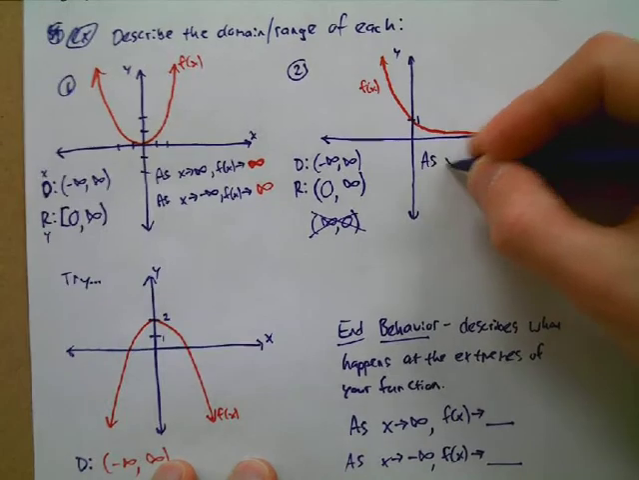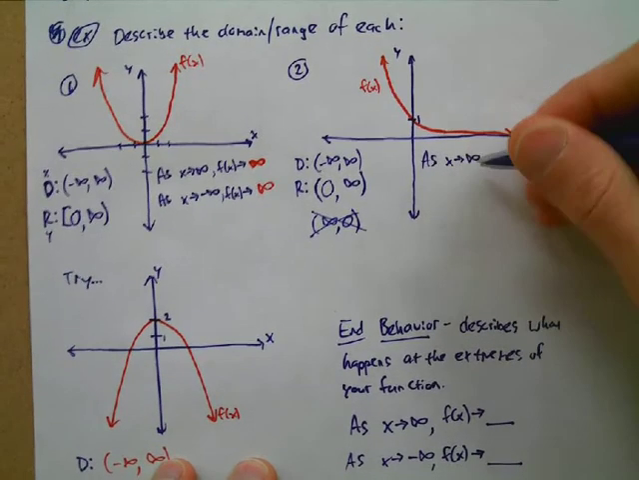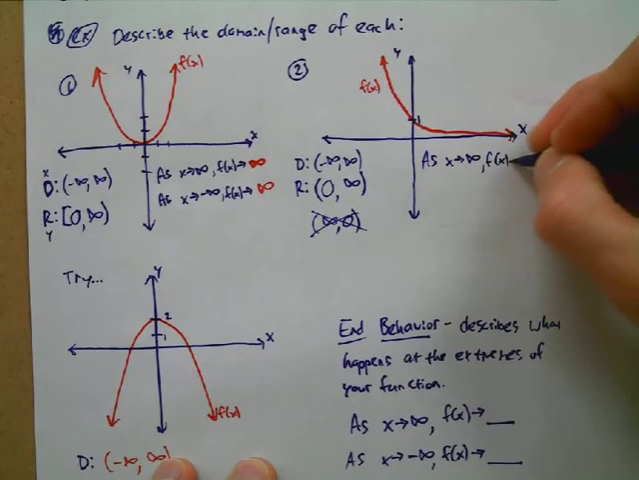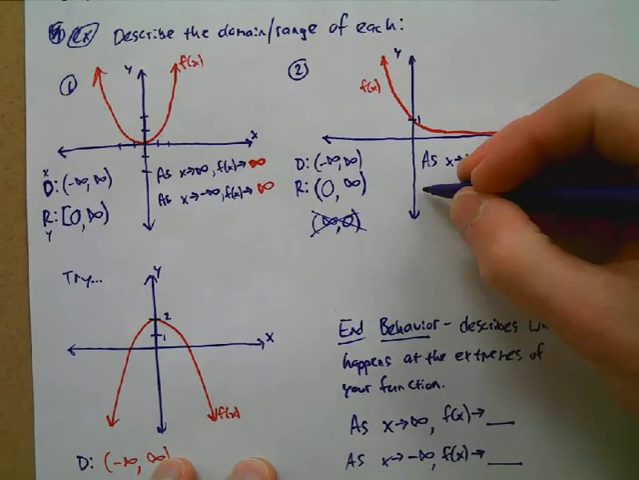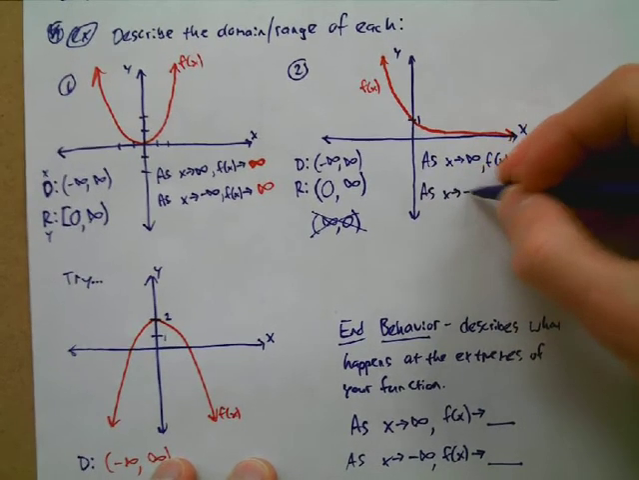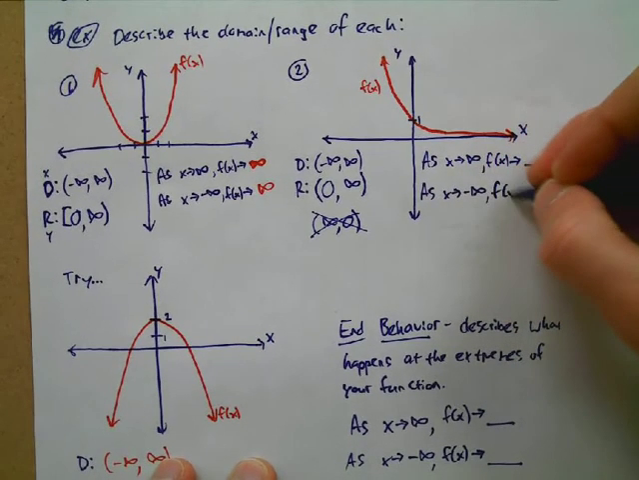As x approaches infinity, f of x approaches blank. As x approaches negative infinity, f of x approaches blank.